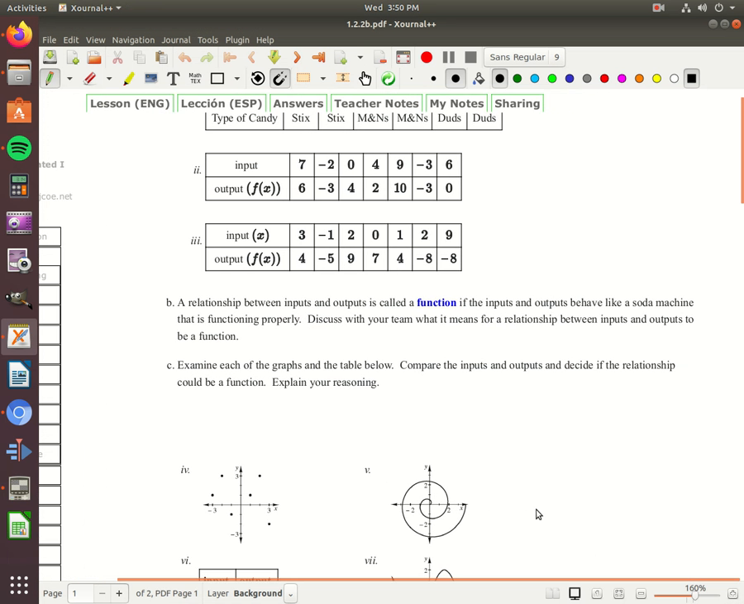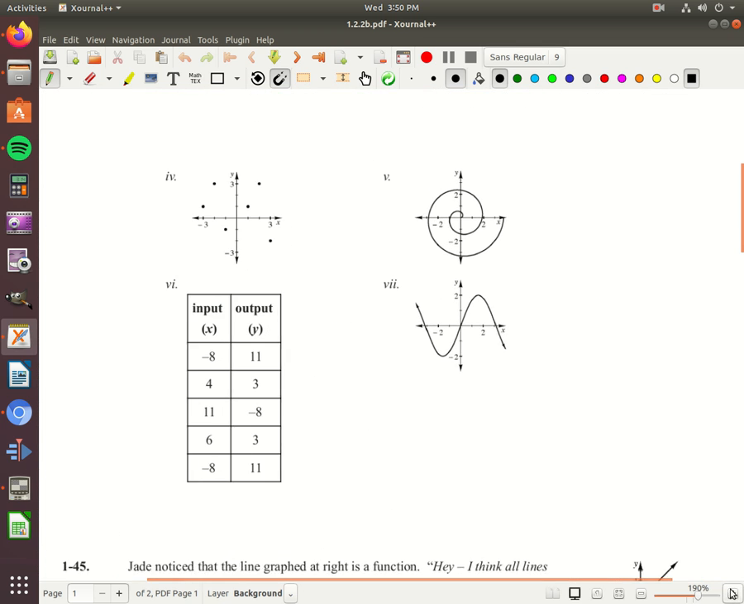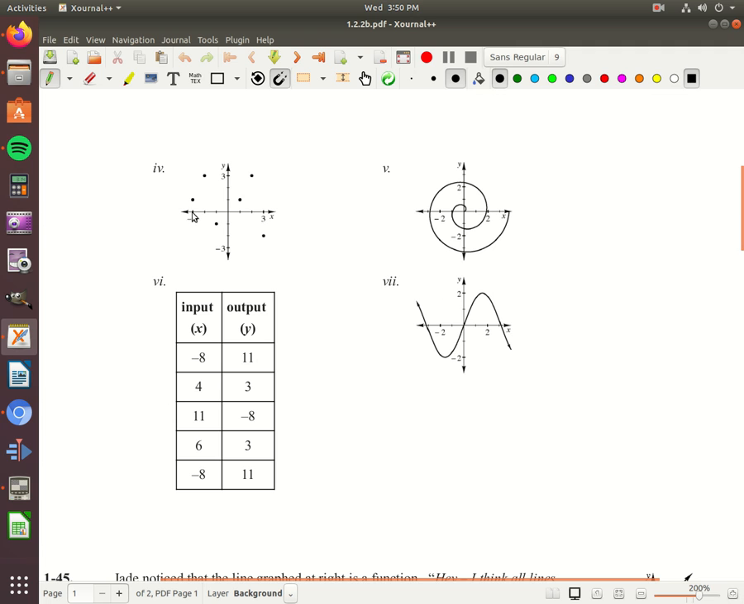Now it asks us to look at graphs and decide if it's a function or not. So no problem. If I plug in -3, I get a 1. If I plug in a -2, I get a 3. If I plug in a -1, I get a 1. If I plug in a 1, I get a 1. A 2 is a 3, and a 3 is a 3. There's no inconsistencies here, so this one would be a function.